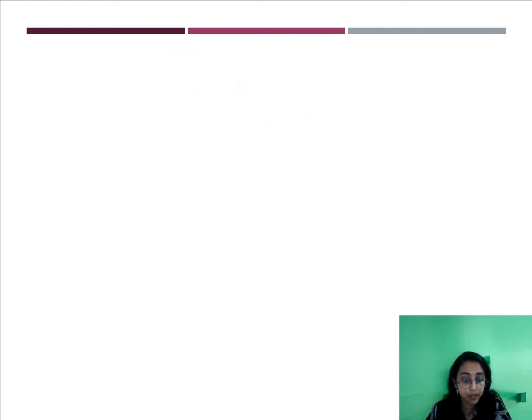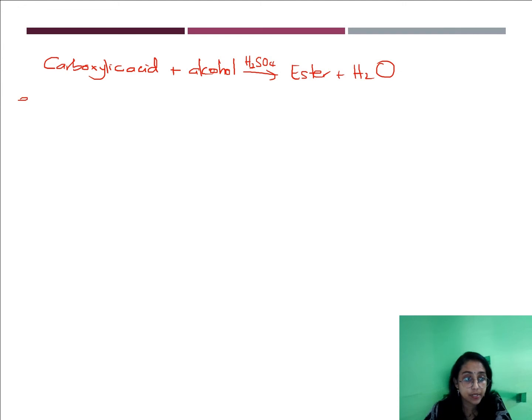Now I'm going to show you the reaction of esterification. As I told you just now, esterification is a reaction between carboxylic acid and the respective alcohol. They form ester and water, and this process occurs with the catalyst concentrated sulfuric acid. Okay, so now let's say, for example, I'm using butanoic acid, C3H7COOH. I'm going to react it with ethanol, C2H5OH.